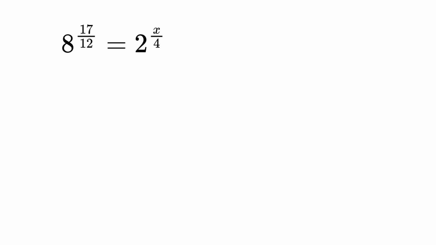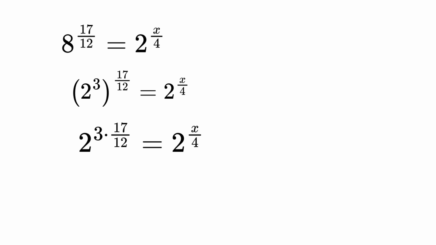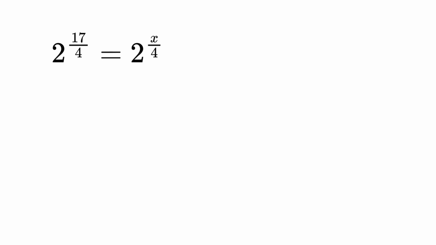So now, 8 we can write as 2^3. Then we get (2^3)^(17/12) = 2^(x/4). We know that (x^a)^b is equal to x^(ab). 12 in the denominator we can write as 3 into 4. 3 and 3 will be cancelled out. Then we get 2^(17/4) = 2^(x/4). Then x is equal to 17, so we have got the answer.